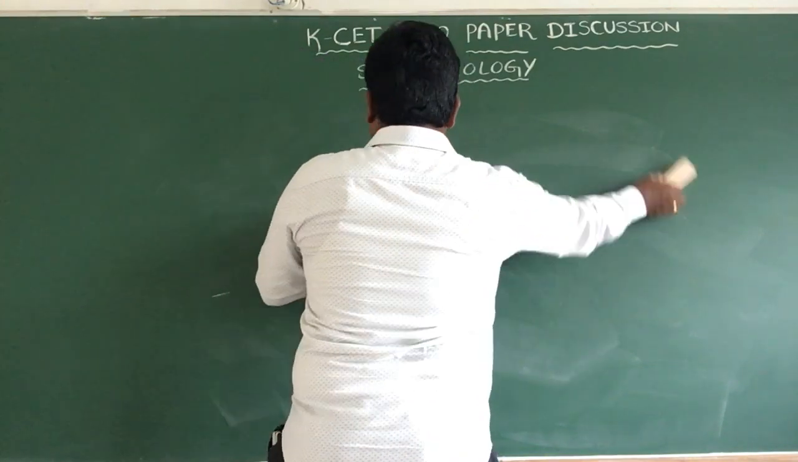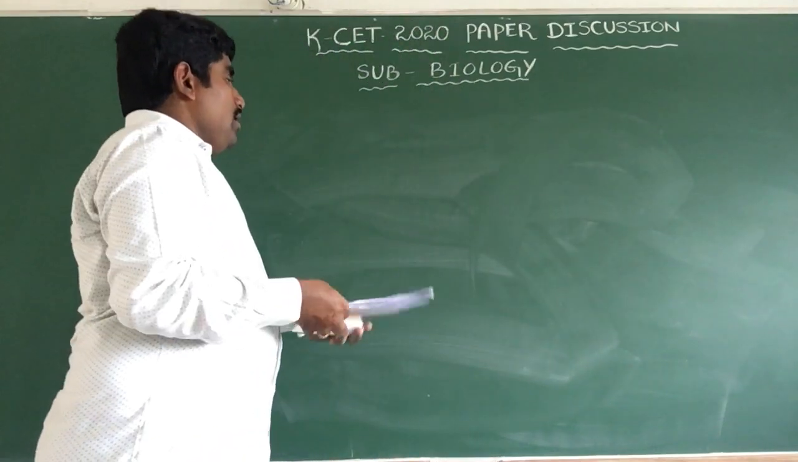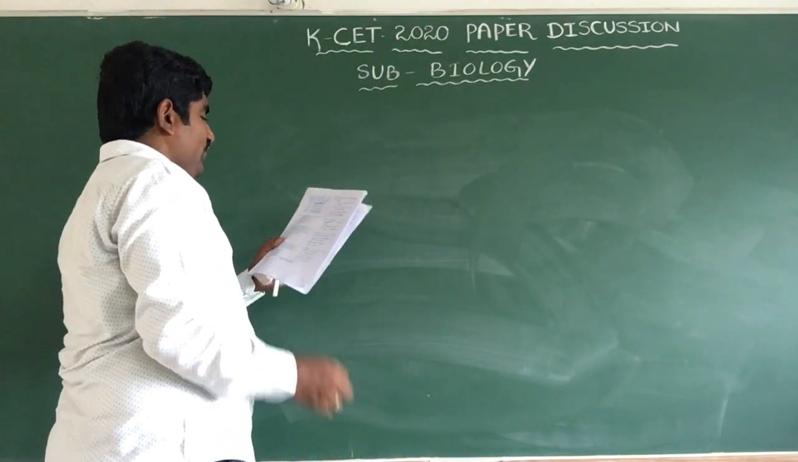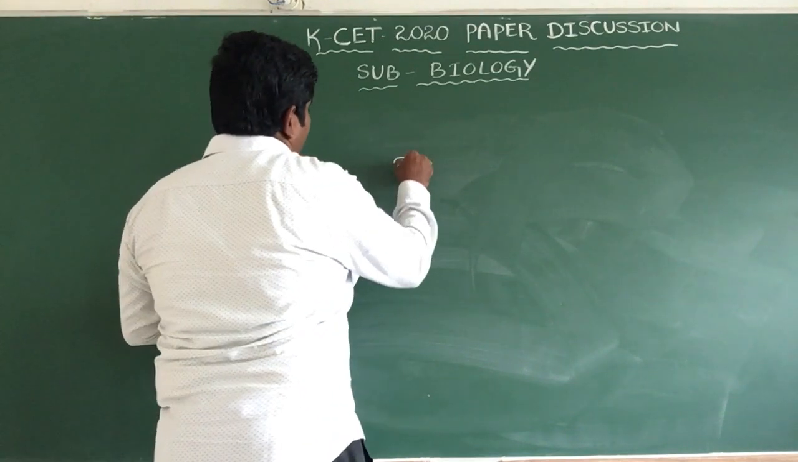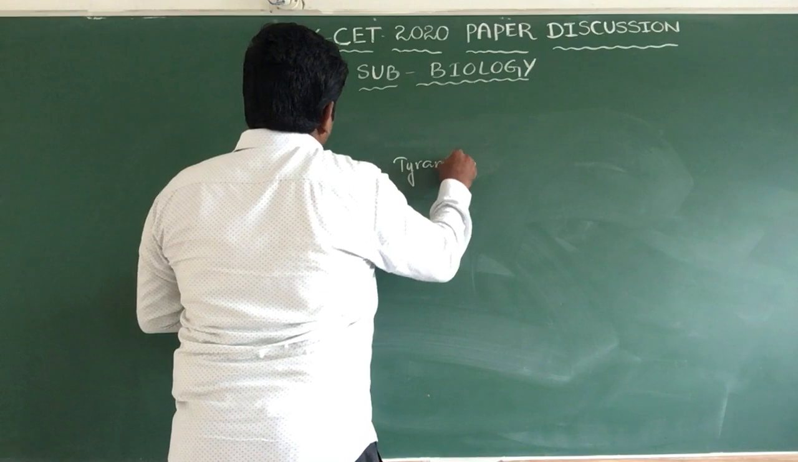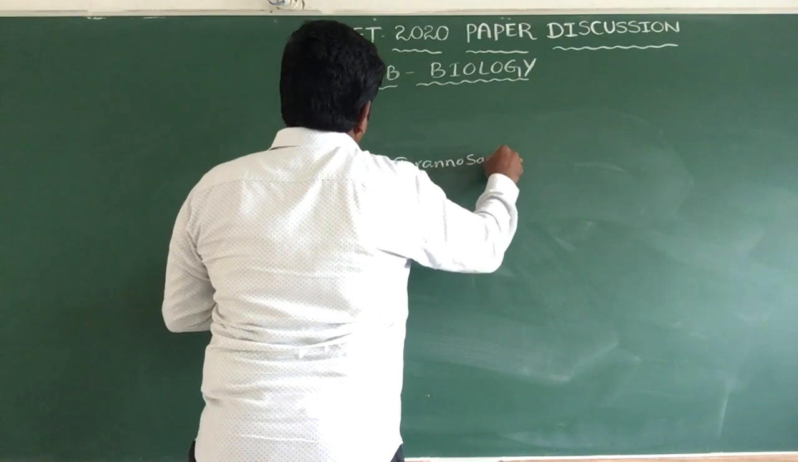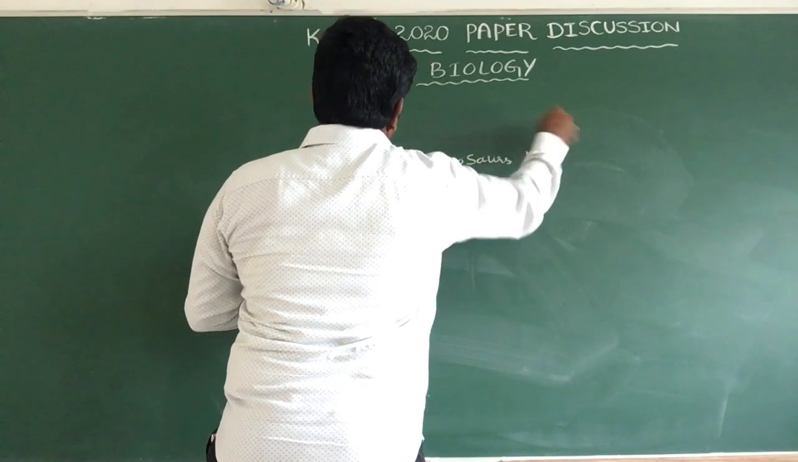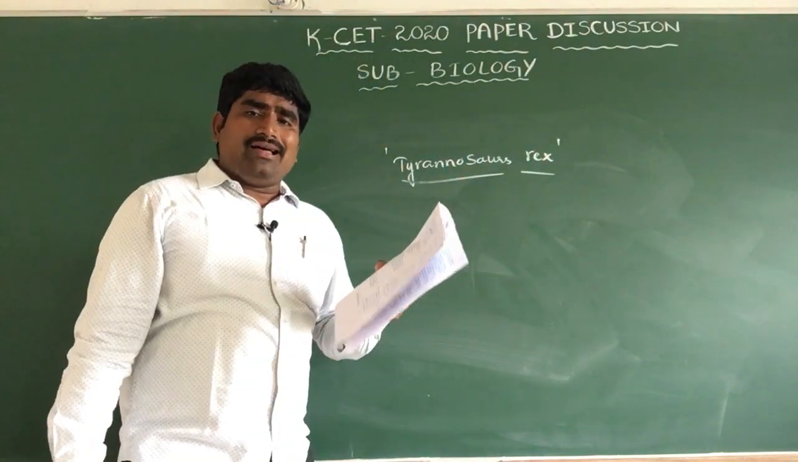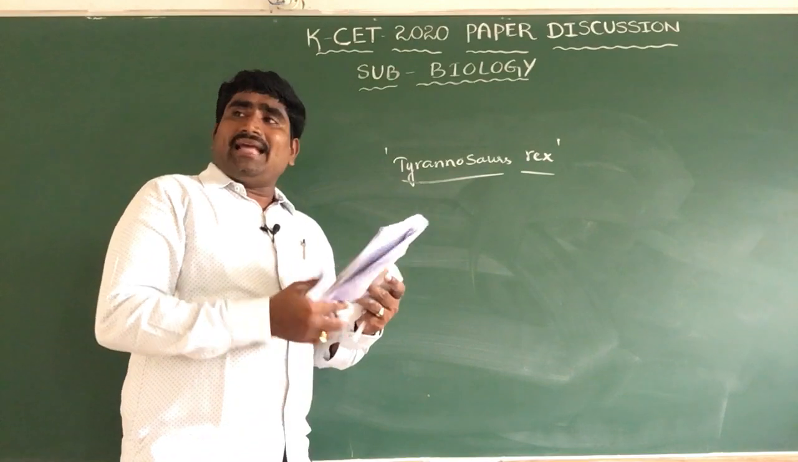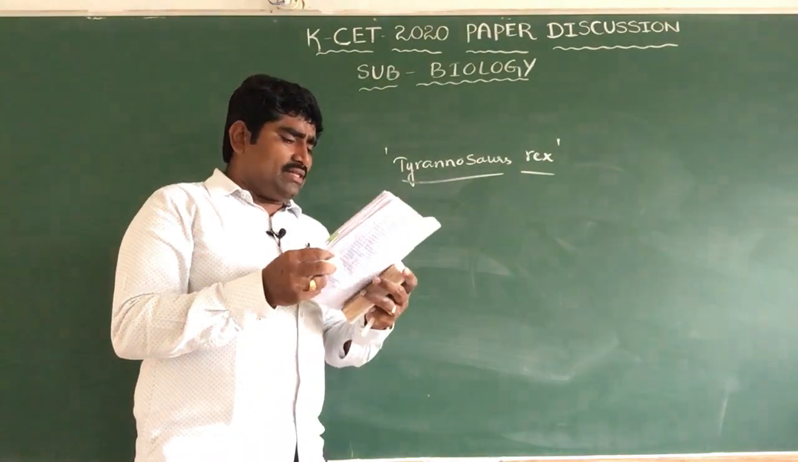Next one is 14. Which among the following was the biggest land dinosaur? Tyrannosaurus Rex. Tyrannosaurus Rex is the largest dinosaur ever to live on land. Clear or no? Tyrannosaurus Rex is the biggest dinosaur.